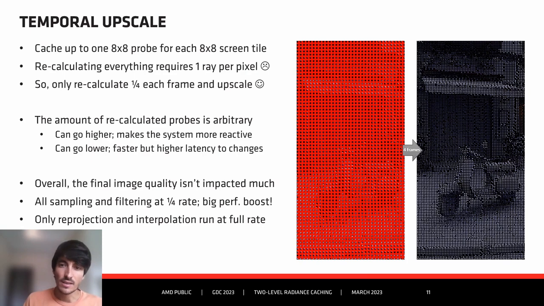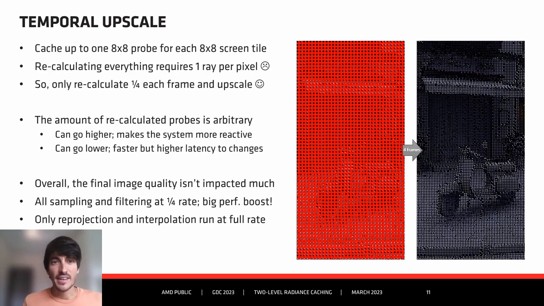So a key aspect of our technique, the way we've implemented it, is this temporal upscale. We've decided to cache up to 1 8x8 probe for every 8x8 tile on screen. This choice is pretty arbitrary, but it has the nice property that our probe grid is essentially the same resolution as a render target, but aligned to the next multiple of 8. You can make other choices, but that's what we did in our implementation.